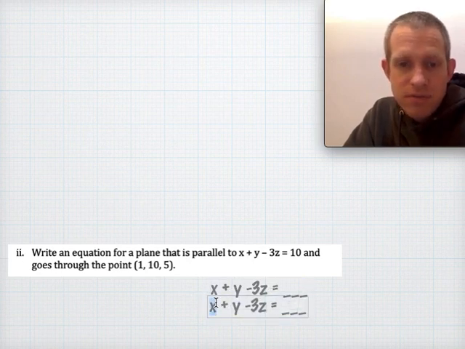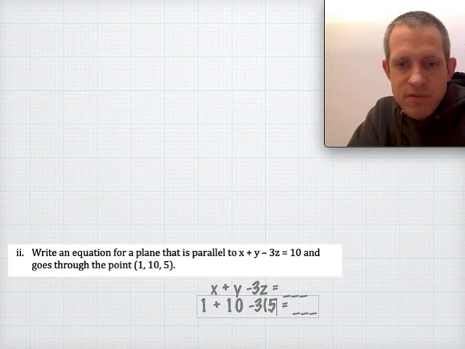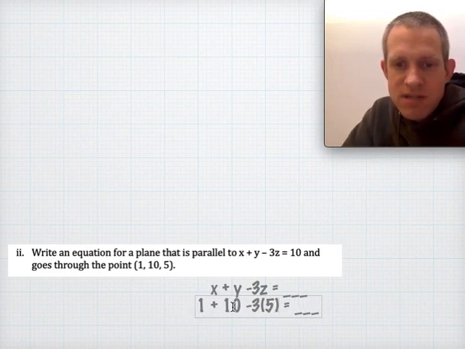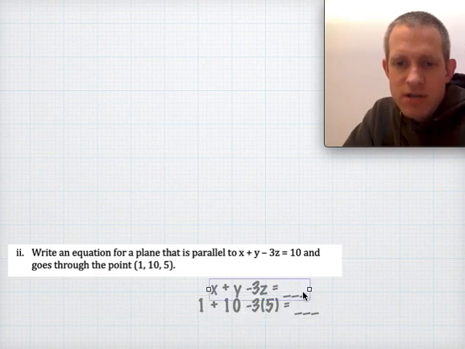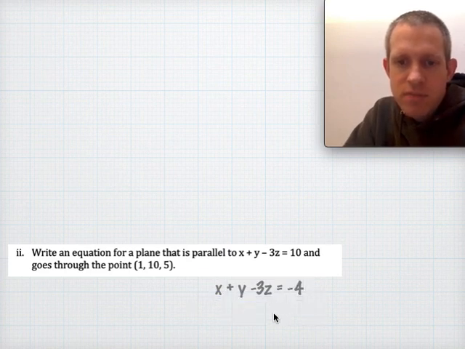So let's do that. 1 plus 10 minus 3 times 5. That would be 1 plus 10 is 11 minus 15. So 11 minus 15 should be a negative 4. And so what I need then is this to be a negative 4. And that should do it. Let's check that a second with GeoGebra.